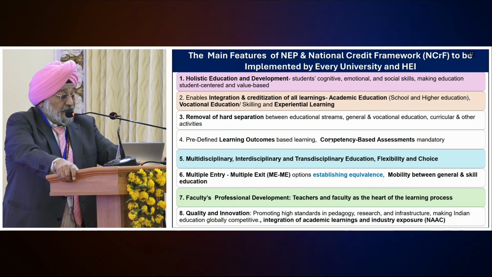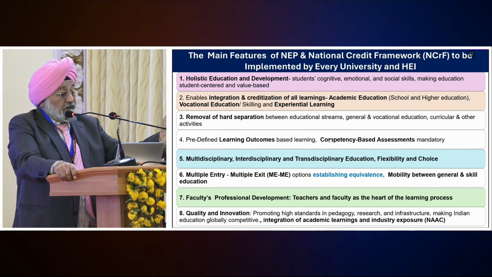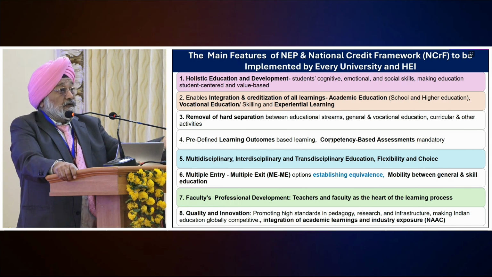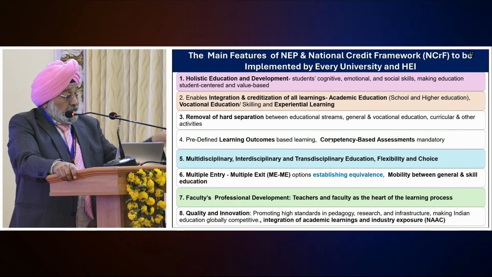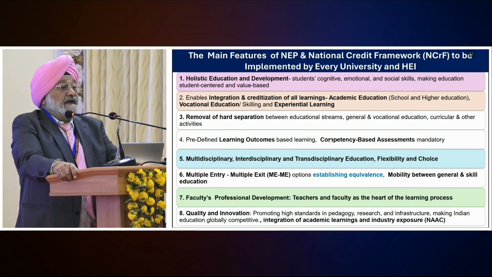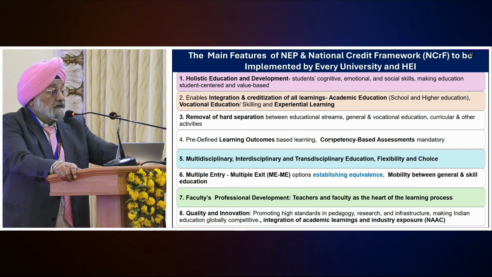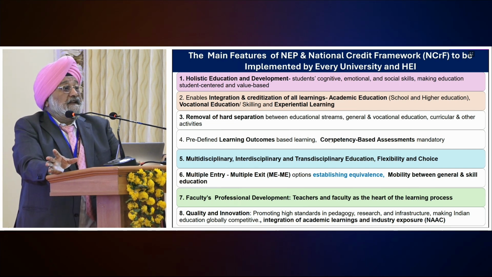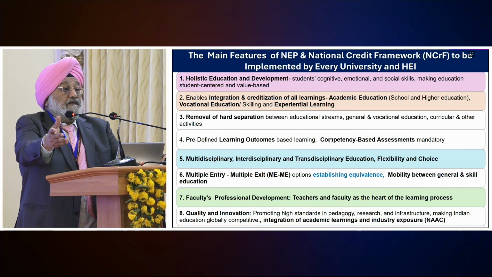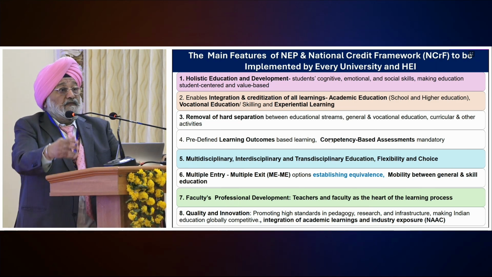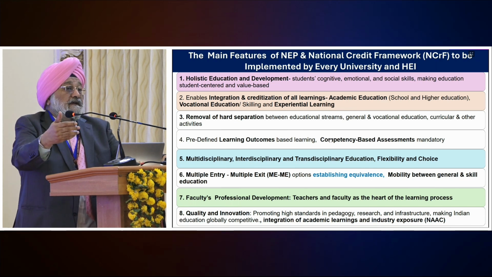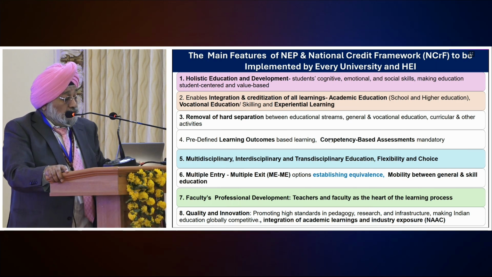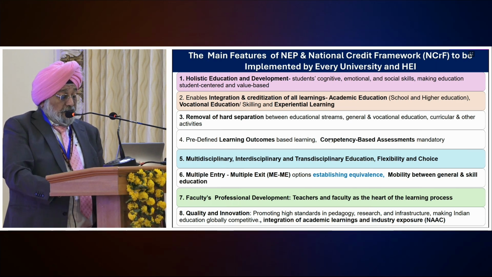Then multiple entry, multiple exit. Students should be able to enter at any level, come out at every level. You establish equivalence between the vocational education and skill education and mobility between the two. Faculty's professional development is one of the most important aspects. So we are coming up with another program called ARPIT 2, that is for the training of 15 lakh higher education teachers. That program will be out by July. And all of you, your teachers, will be able to take up this program on the SWAYAM Plus platform.